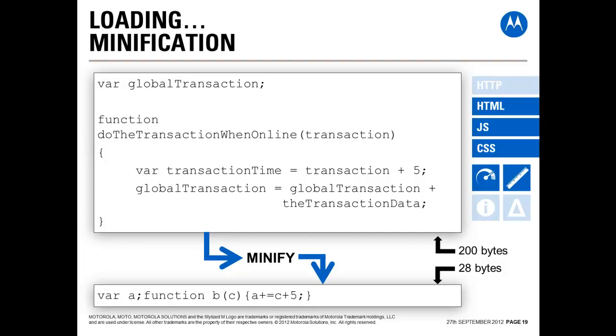Here's a more interesting one, minification. This can be done with JavaScript, HTML, and CSS. This is reducing the size of the files, but keeping the function the same. So here we have two JavaScript examples. They do exactly the same thing, but the top one is taking 200 bytes, and the bottom is taking 28. So this is a big saving in size, and therefore will be quicker to download and to parse.